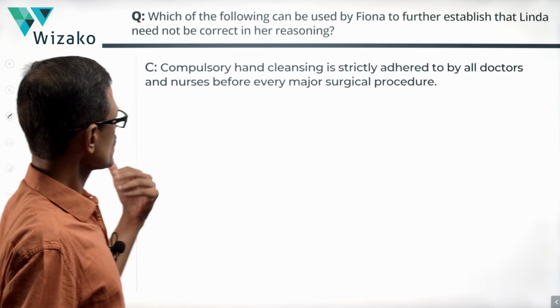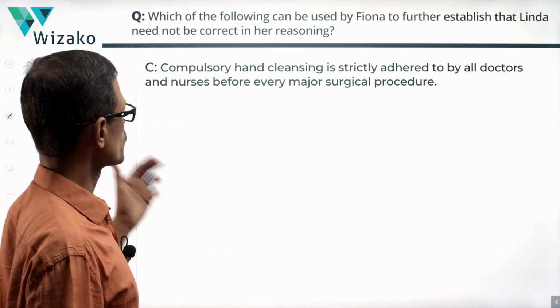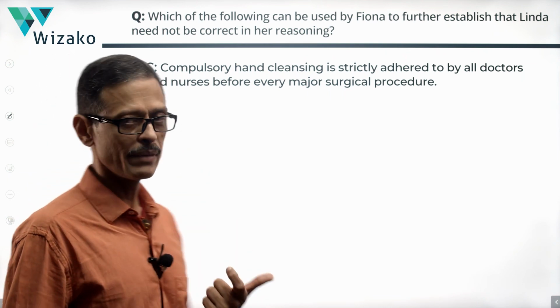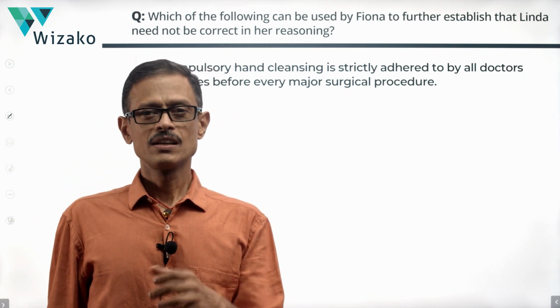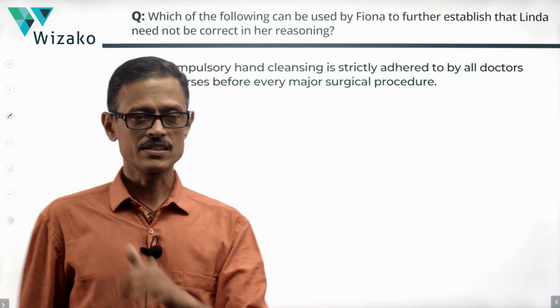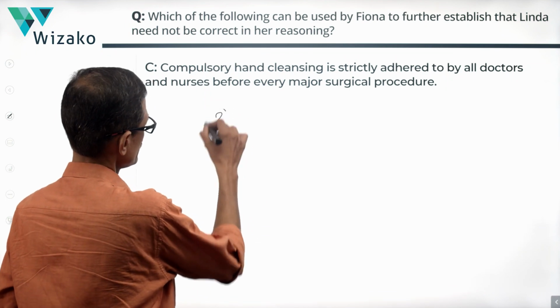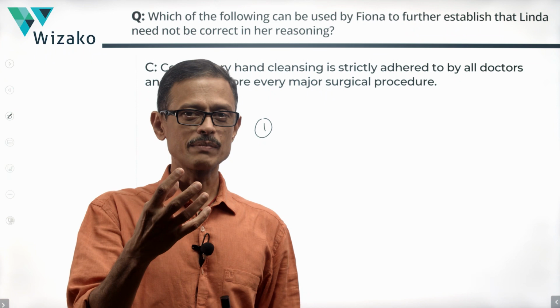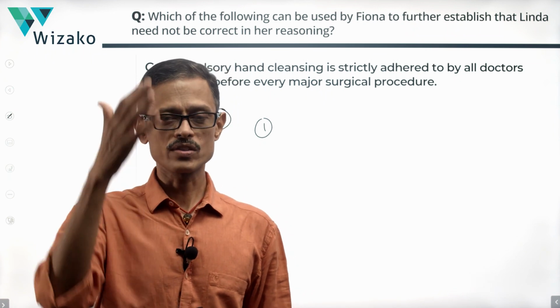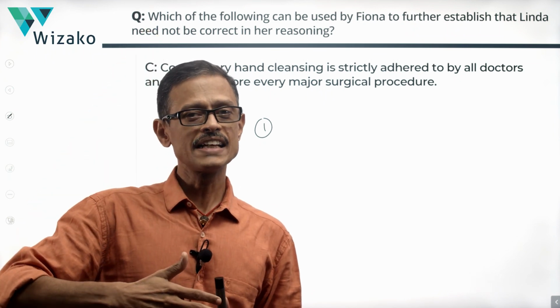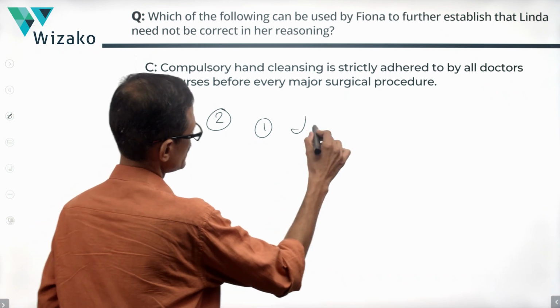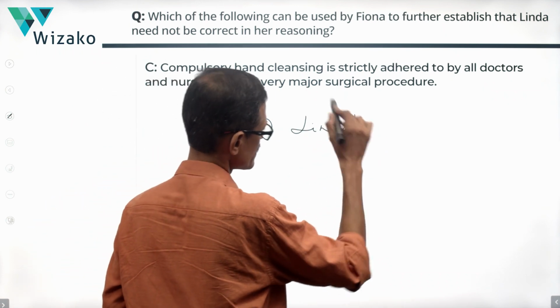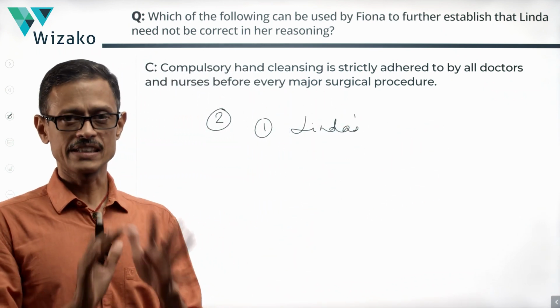Option C: compulsory hand cleansing is strictly adhered to by all doctors and nurses before every major surgical procedure. Two things on why C is not the answer. Let's take a look at it. The first case, if they adhere to these, then obviously it means that their hand hygiene is better than what it was in the 1800s, which means it's actually lending credibility to Linda's argument. Therefore, this is not the answer. That itself is enough for us to say this is not the answer option.